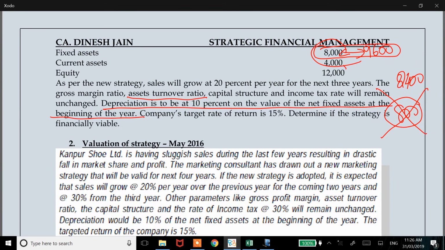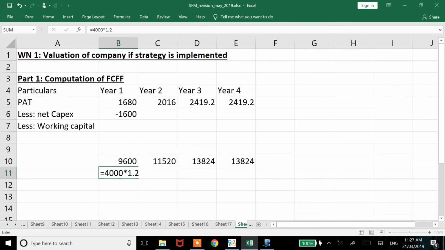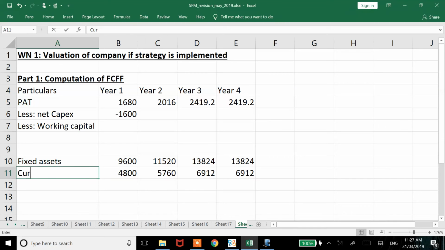Otherwise, your ratio will change, no? The formula is sales by fixed assets. If sales increases, fixed asset increases. If sales decreases, fixed asset will also decrease. So this would be your working capital numbers, basically your current asset number. So this will be your fixed assets and these are your current assets number.